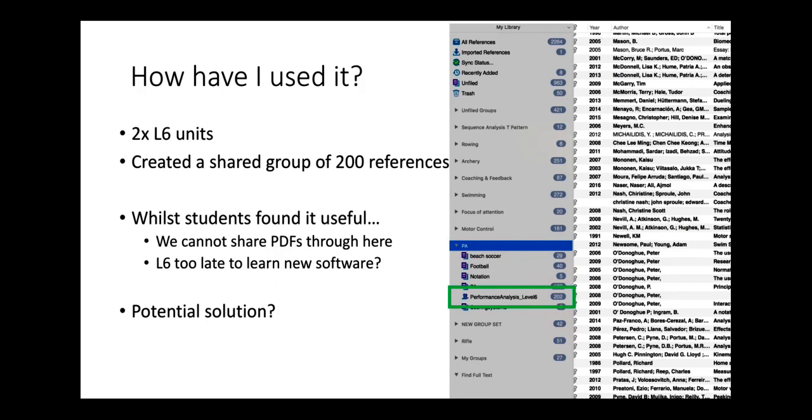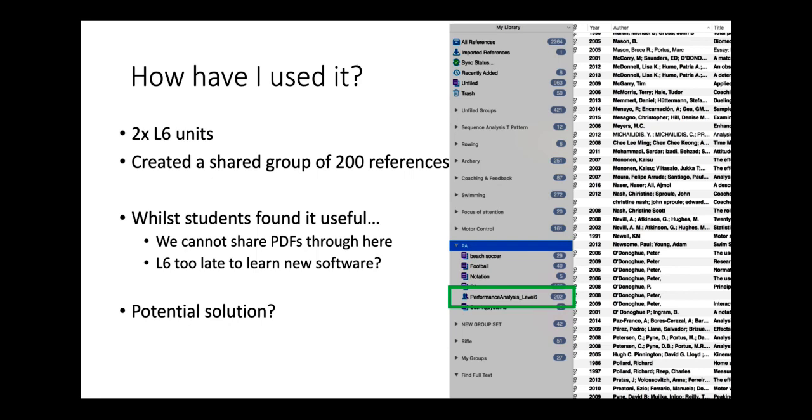So just to go through how I've used it. Within 2 level 6 units, I created different shared groups. One example here on screen is 200 plus references. Now this was shared with the students. They all then went and created their accounts through the library, and this was shared with all of them. Now it takes a little bit of work to set up. You need to put together all of their I numbers and bits and pieces, but actually it's not too hard. You can generate most of that quite quickly.